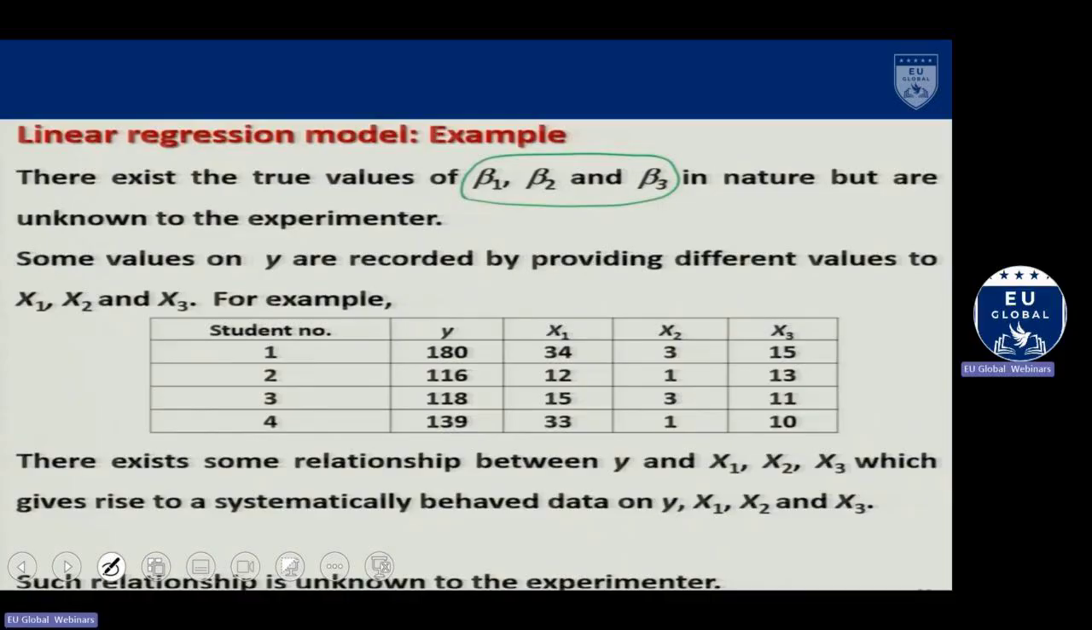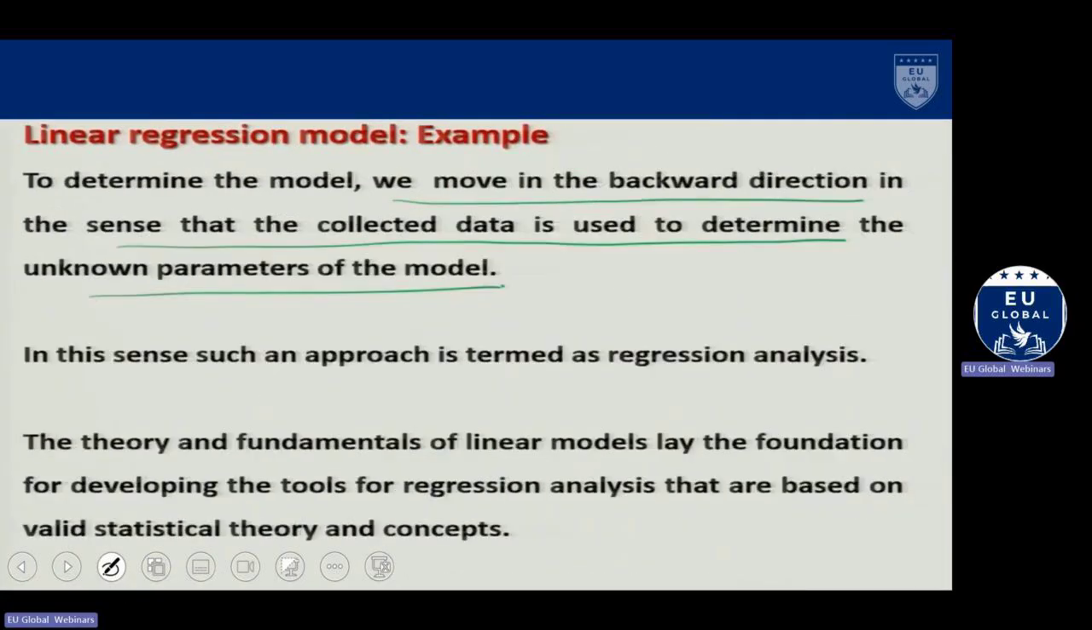So some values of y are recorded by providing the different values. We already have values of x1, x2 and x3 and some values of y are recorded. So there actually exists a relationship between y and x1, x2 and x3 which gives rise to systematically behaved data on y, x1, x2 and x3. Such a relationship is unknown to the experimenter. So in order to determine the model, we are going to move in the backward direction. That means we already have the collected data and we have to determine the unknown parameters.